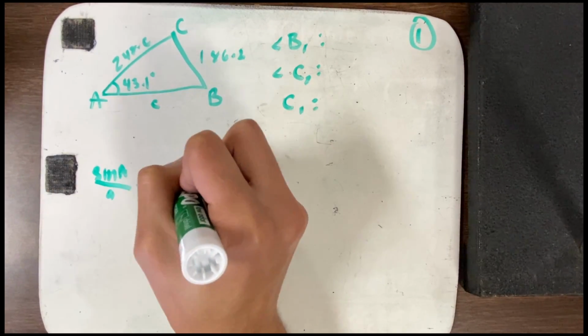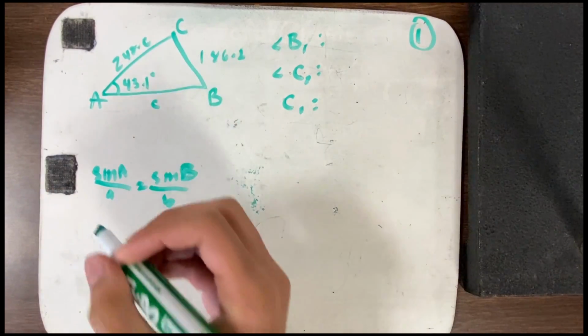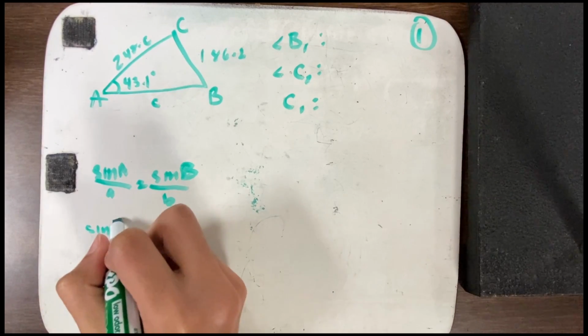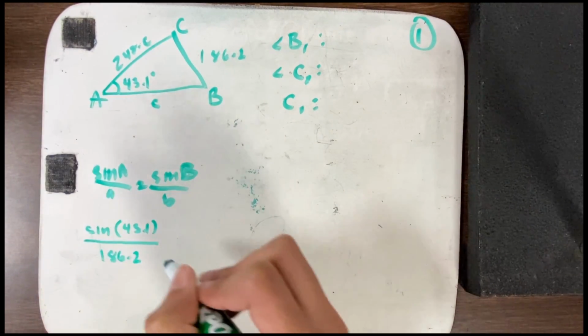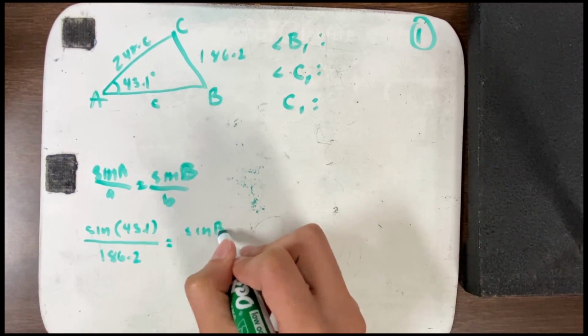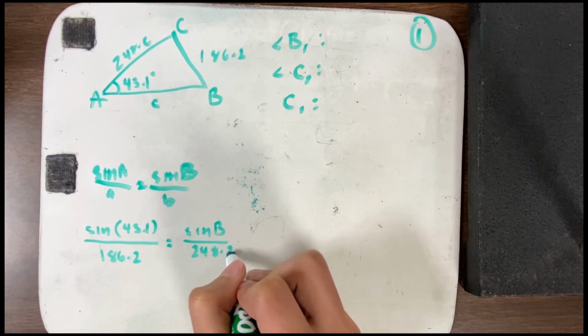So what we're going to do is sine A over A equals sine B over B. This is law of sines. You should know this. Watch Hart's video if you don't. And you should get that sine 43.1 over 186.2 should be equal to sine B, whatever that is, over 248.6.